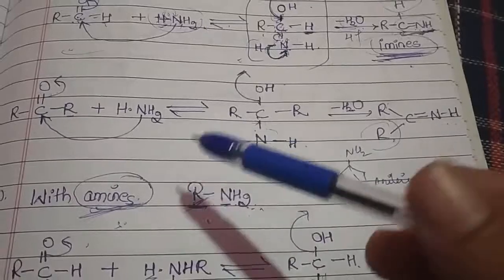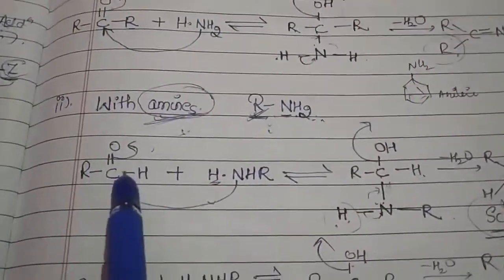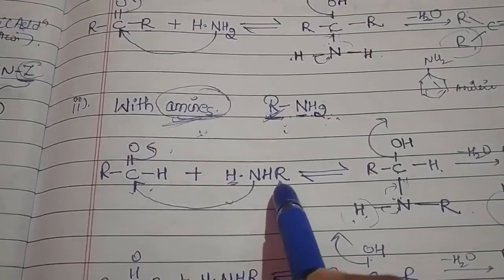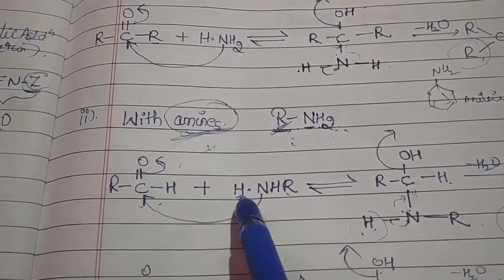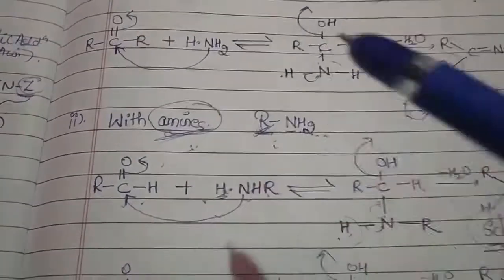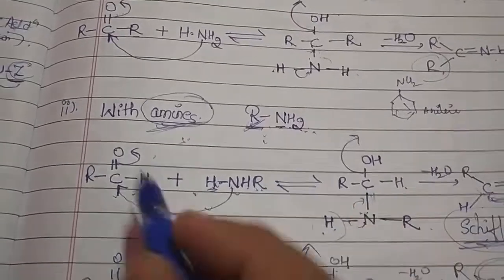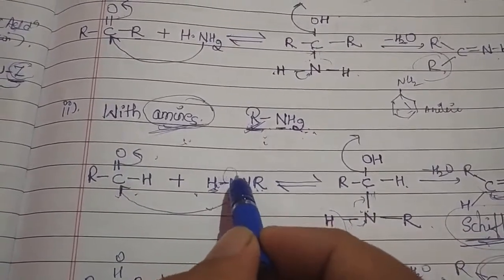But general representation of your amines, how are we going to write? RNH2. Yes. So when you're treating aldehydes with your amines, as I mentioned, first you have to write it this way. One H is taken out from the nitrogen. So when you take it out, what will be left? NHR. Yes.